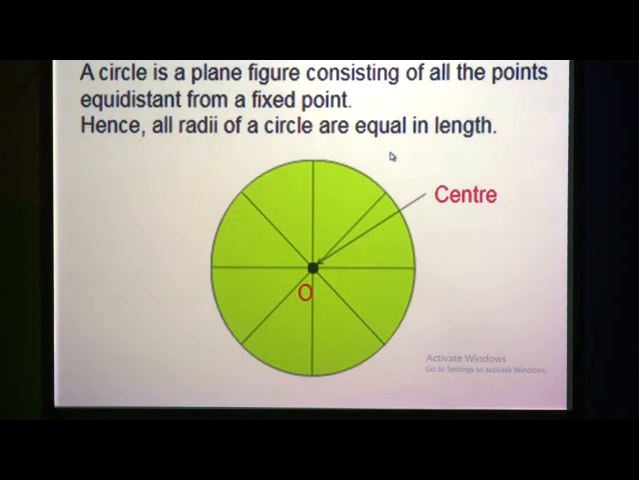So this is about the circle. A circle is a plane figure consisting of all the points equidistant from a fixed point. See, we call this the center, and we named it here as O. This is the fixed point and it is equidistant from any point on the figure. It means if we see this distance from here, it is equidistant from the fixed point. Hence, all radii of a circle are equal in length.